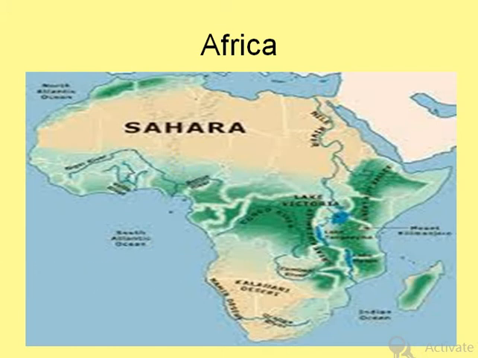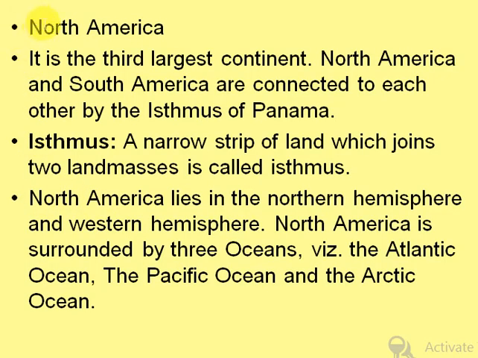Now let us discuss about North America. It is the third largest continent. North America and South America are connected to each other by the Isthmus of Panama. Isthmus is a narrow strip of land which joins the two land masses. It is called isthmus.